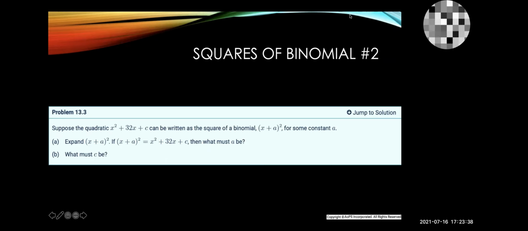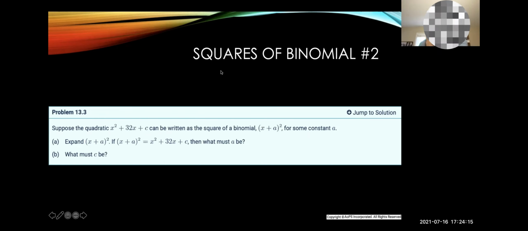Well, x plus a, the whole thing squared, is basically x squared plus 2ax plus a squared, and the middle part, which is 32x, is just 2ax, which means 32 is 2a, and you just divide by 2 on both sides, and a is 16. And then c, which is a squared, will be just 16 squared, which is 256.